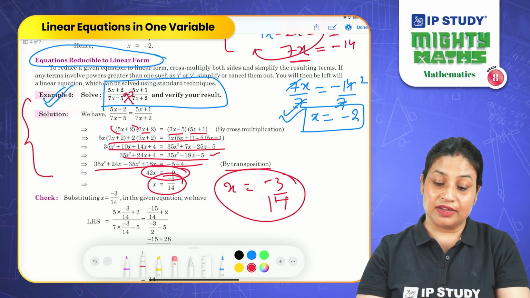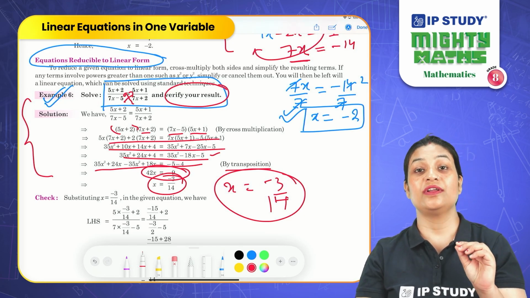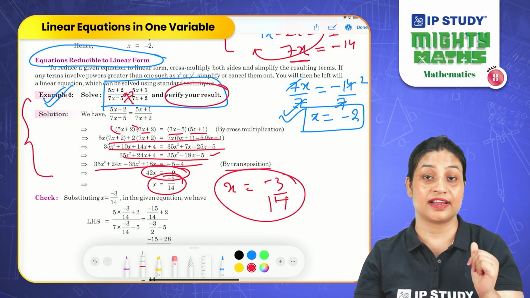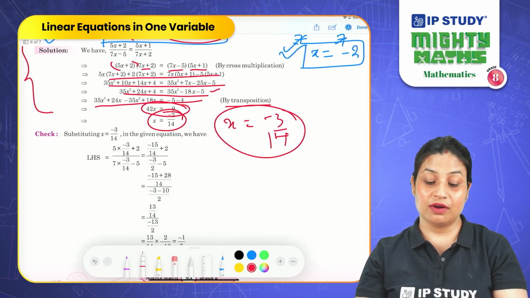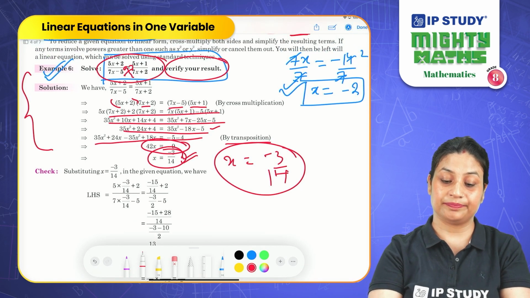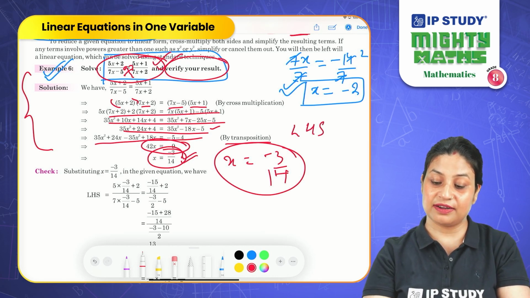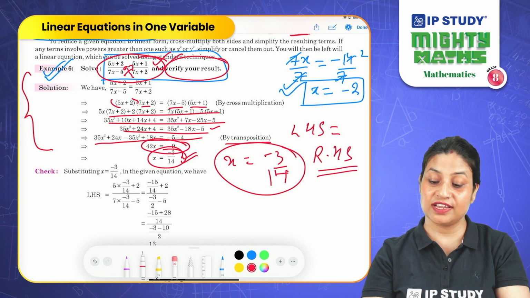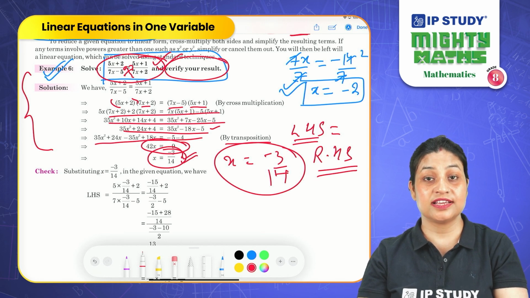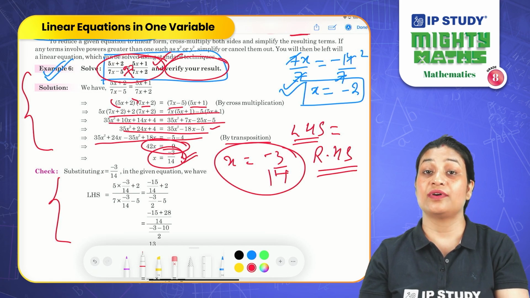Now students, one more thing in this question is that you have to verify your result. How will you know that the value you have found for that particular variable is correct? In order to check that, whatever value of x you got here, you have to put the value of x in the given equation. If your left hand side becomes equal to the right hand side after putting the value of x in the given equation, it implies the value you have calculated is accurate and correct. This is the method that will help you verify your answer.